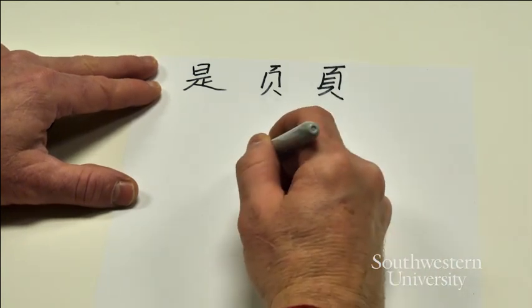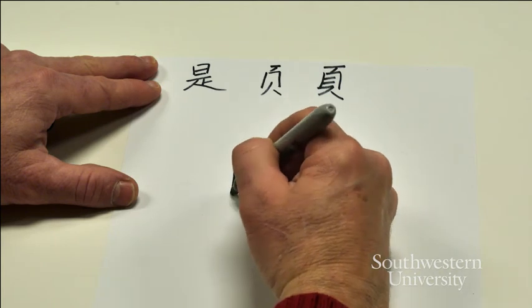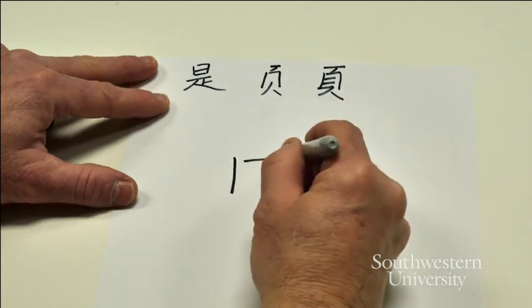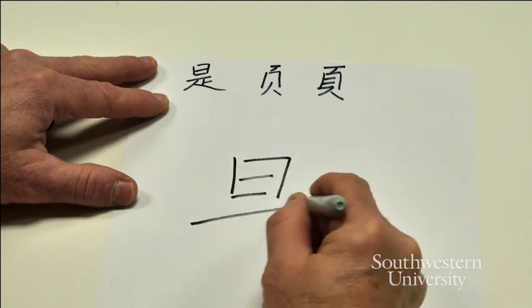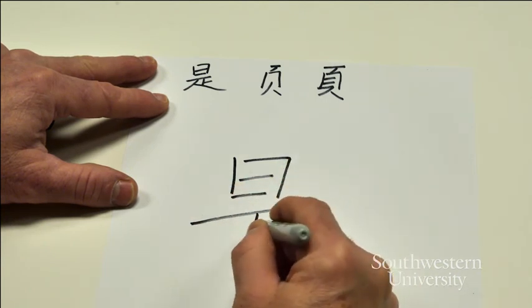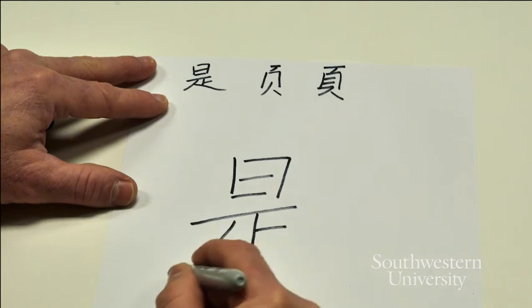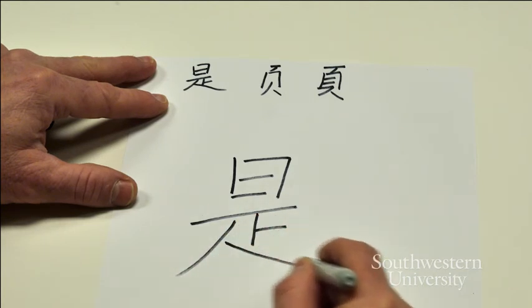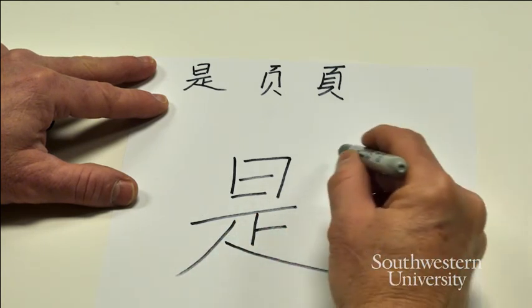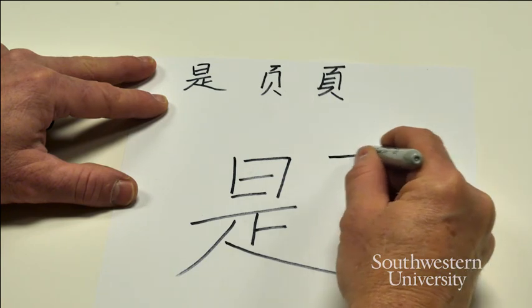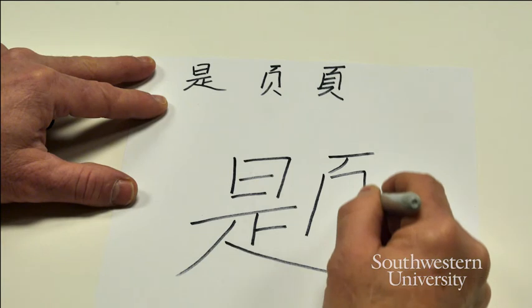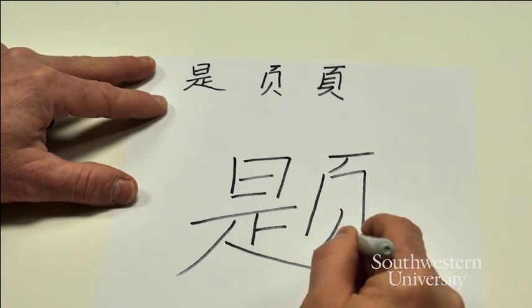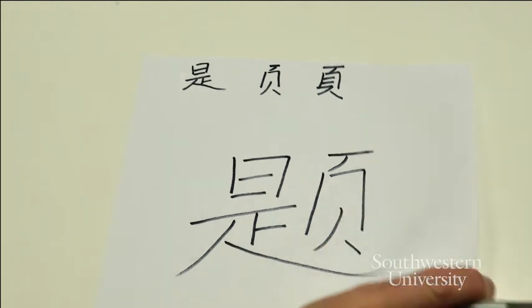So to write this, we go shu, heng zhe, heng, heng, heng, shu, heng, pie, and then a long na. And then we write over here, heng, pie, shu, heng zhe, pie, dian.